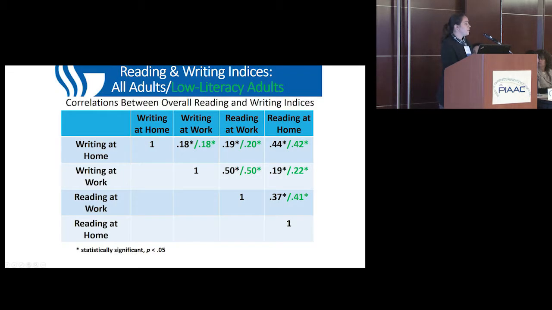So for research question 1, just establishing whether there is a relation between reading and writing indices. So what you'll see here is I put all adults, or I should say low adults, in green. And there are relations among reading and writing indices both at home and at work. And in particular, the strongest relations were between writing at work and reading at work, as well as writing at home and reading at home. But there is not a difference in magnitude of these relations for the general household sample as compared to those who are low skilled in literacy.